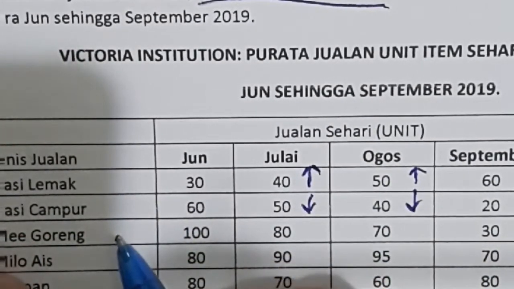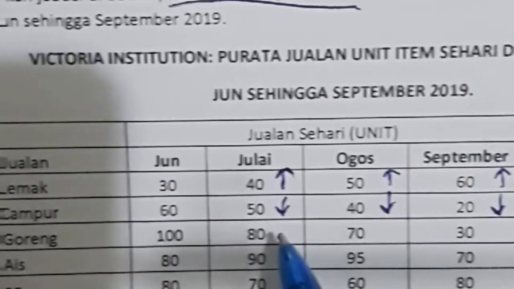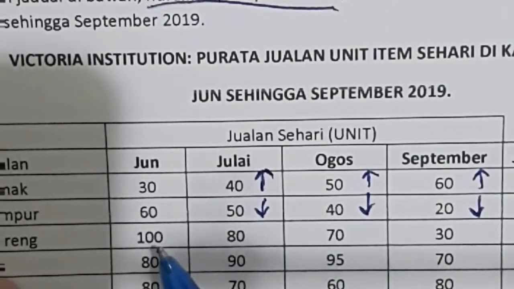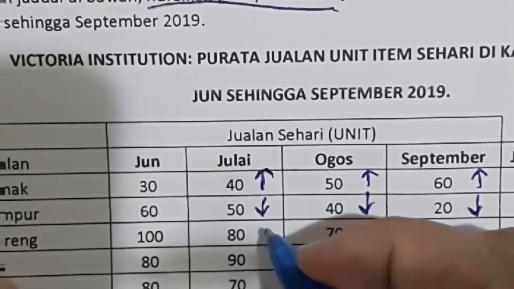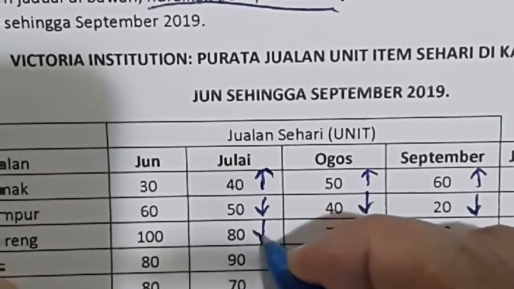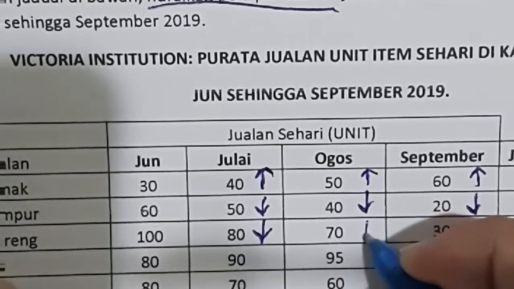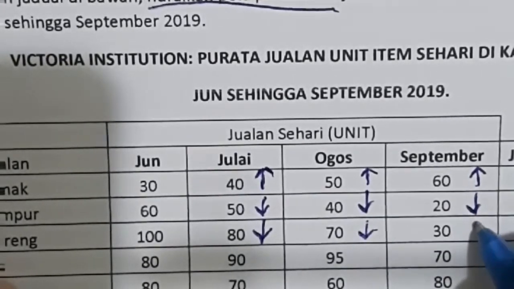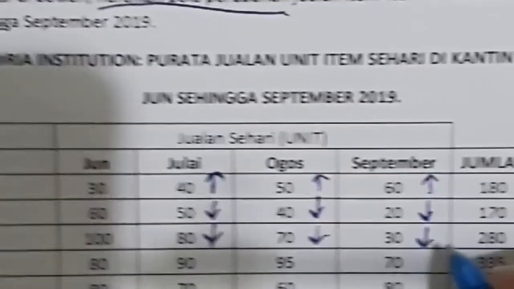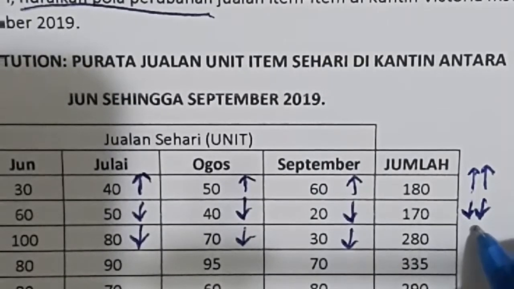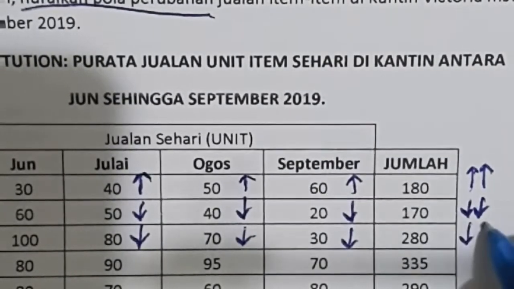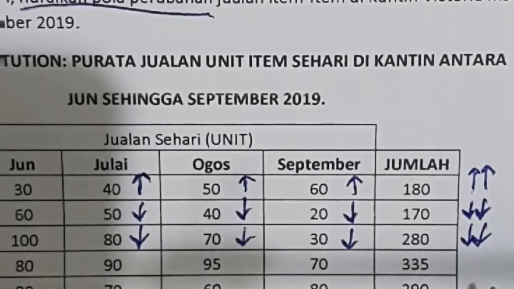Next, you see mi goreng. Mi goreng, at first there was 100, very laku. And then suddenly it went down. And then it goes down again. Ni sama macam nasi campur where the pola perubahan is menurun. So you buat simbol macam tu supaya senang.